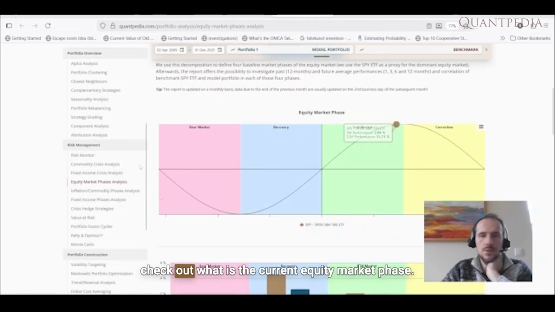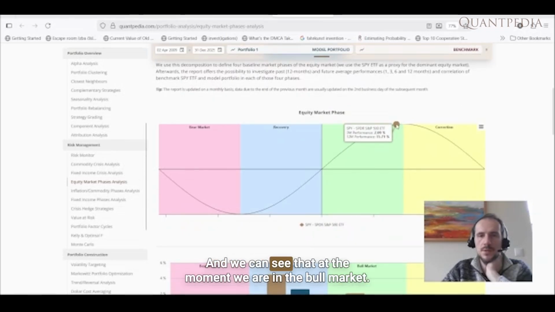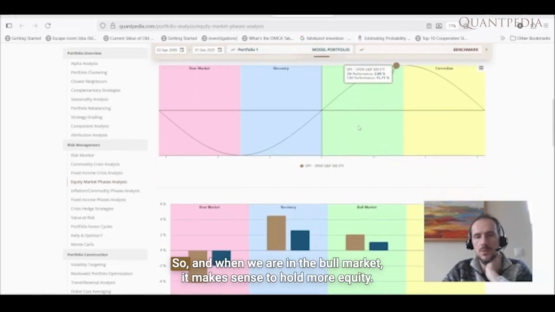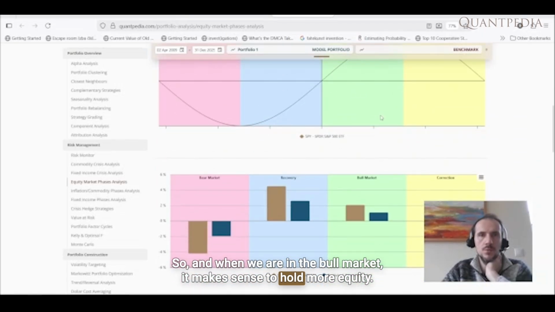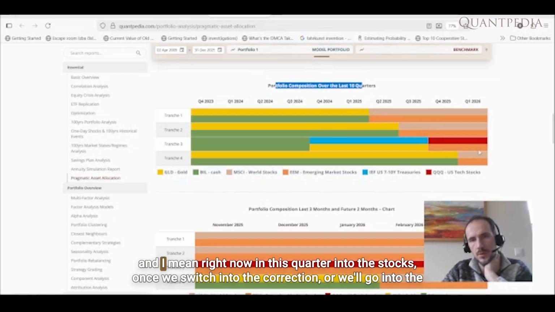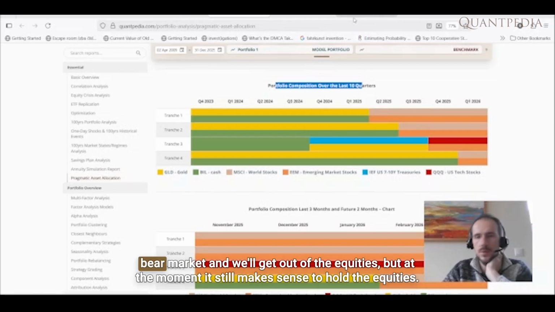And we can check out what the current equity market phase is, and we can see that at the moment we are in the bull market. We are nearing the top of the bull market, but we are still in the bull market. And when we are in the bull market, it makes sense to hold more equity. So that's the reason why the pragmatic asset allocation model switches quarter after quarter, and right now, in this quarter, into the stocks. Once we switch into the correction, or we go into the bear market, we will get out of the equities. But at the moment, it still makes sense to hold the equities.